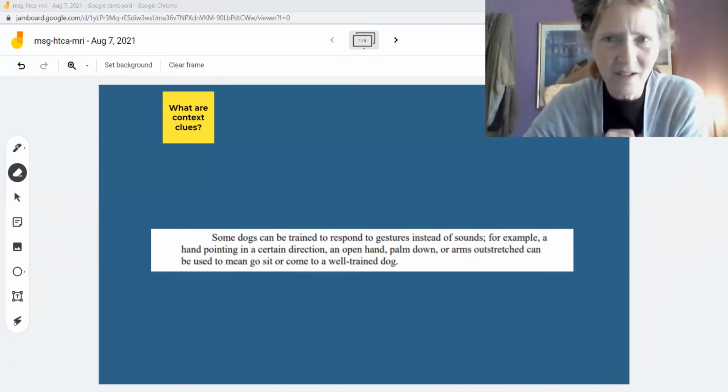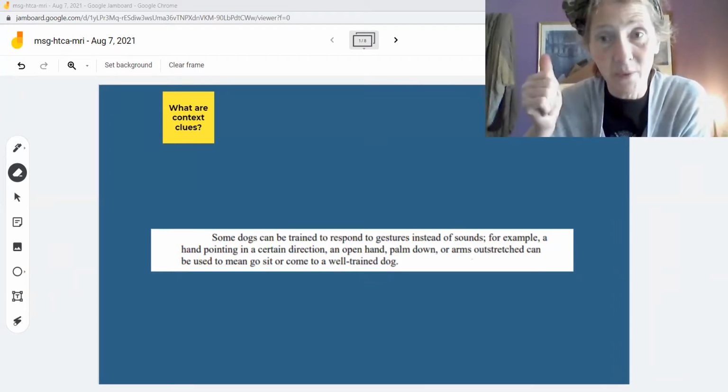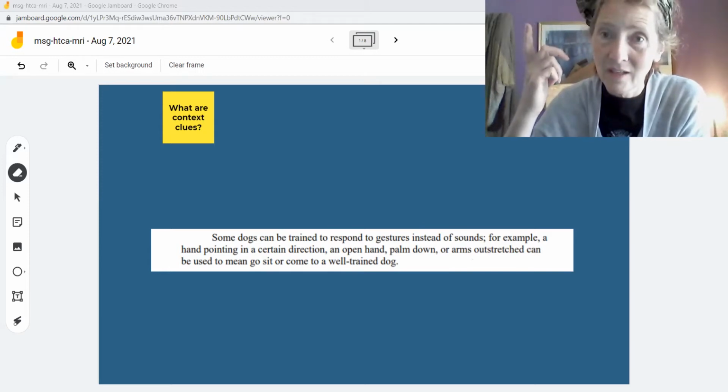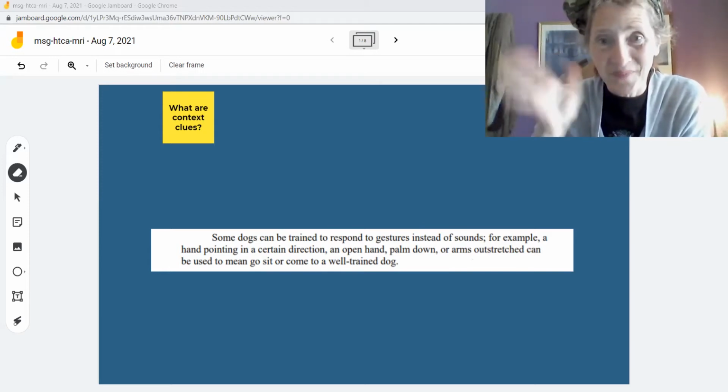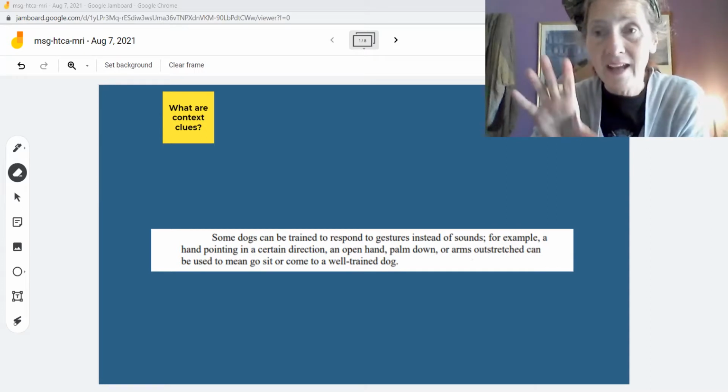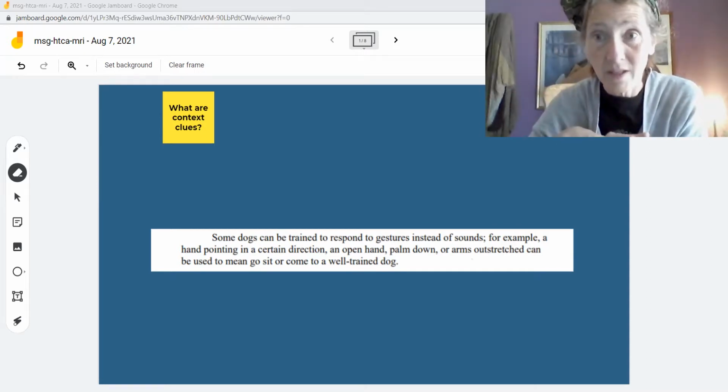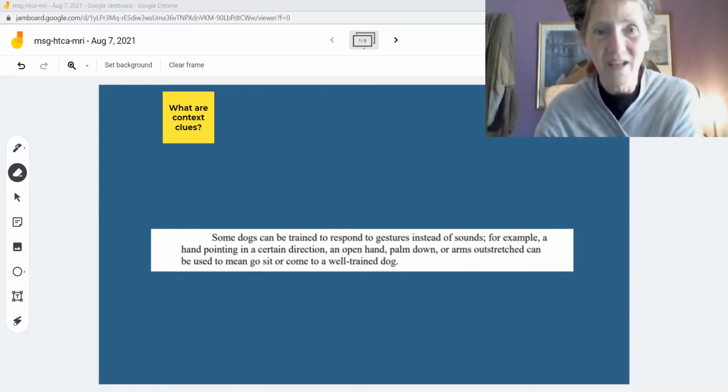Now there's various types of context clues. There's example, there's description, and there's definition. All right, so we're going to look at each one of these, see a couple of examples of each one, and we're going to do some examples together. Okay, so we're going to look at the first one here.